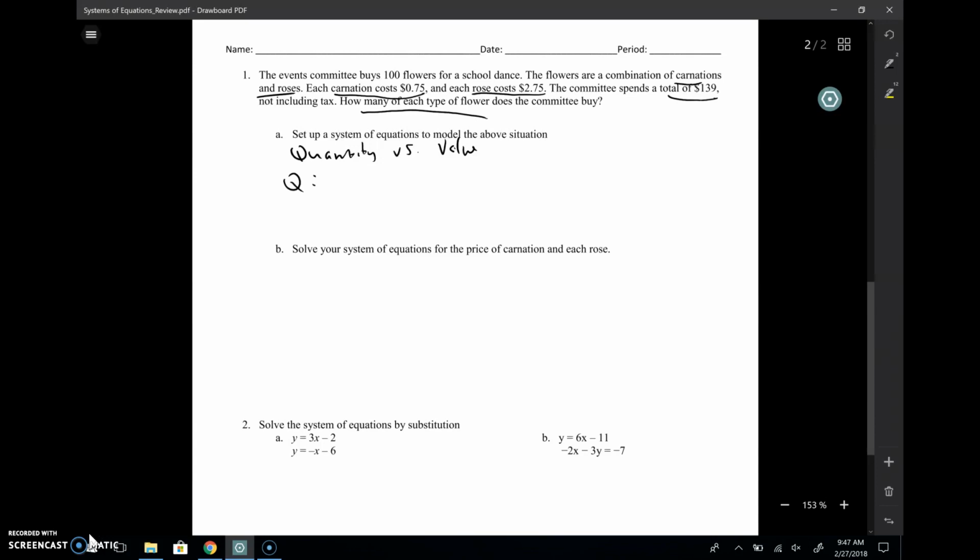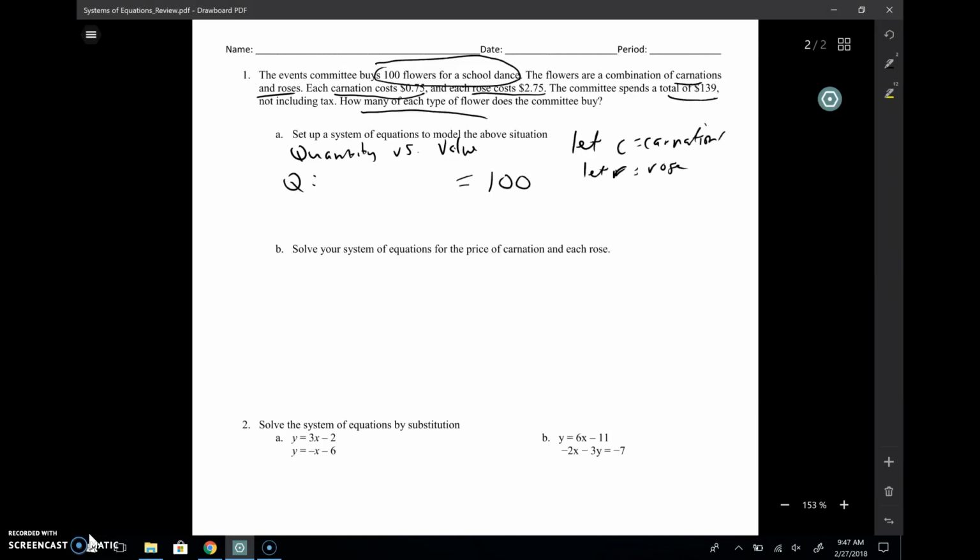So I'm going to go ahead and define my variable. Let C equal carnations. Let R equal rose. So every time we see an R, it means rose. Every time we see a C, it means carnations. So my quantity equation is going to be the total number of flowers the school dance bought. Well, they bought a total of 100 flowers. The quantity will be what is the combination of flowers that makes up that 100. In this case, it would just be carnation plus rose.